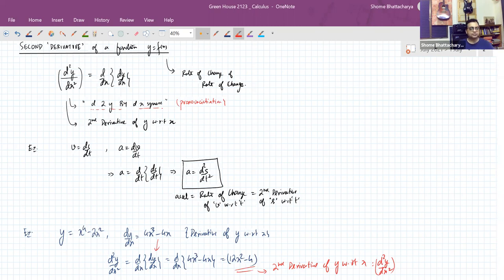So in this case, when y is this, this is what the second derivative is. Very soon we'll understand the application and importance of the second derivative, apart from the fact that acceleration is the second derivative of displacement with respect to time. But what we are studying currently is the behavior of functions and application of derivative. Even in that, it's going to give us something useful.